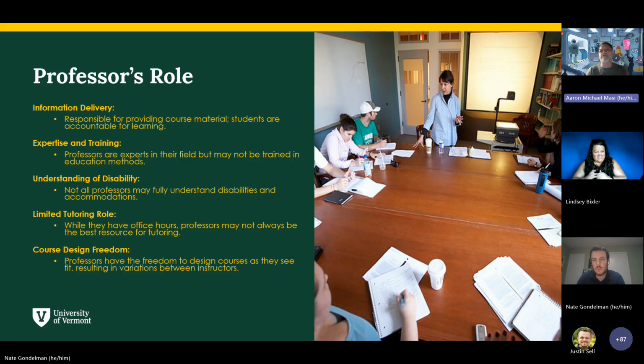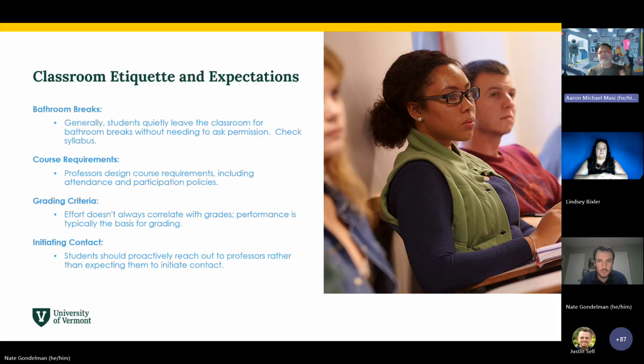So there can be a lot of variables and a lot of variation, and that's another important factor for students to know. So in terms of classroom etiquette and expectations, students coming to UVM are generally adults. Sometimes there are folks that aren't quite adult yet, but are coming into this more of an adult environment. So if you need to leave class and go get a drink, go to the bathroom, generally that's fine. Professors will let you know if there's a time when that's not appropriate, but generally you can do that. You don't need to ask permission. You don't need a hall pass.